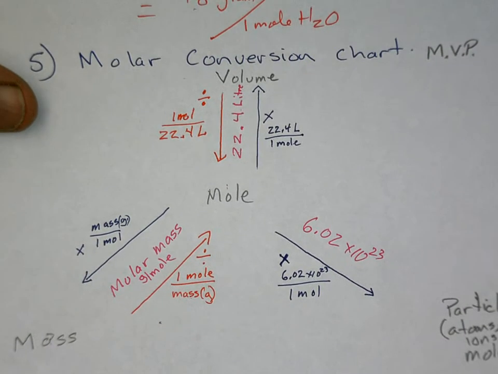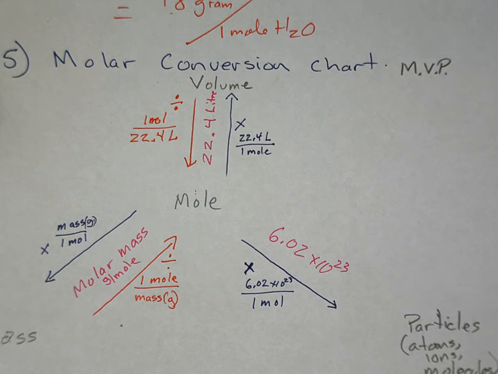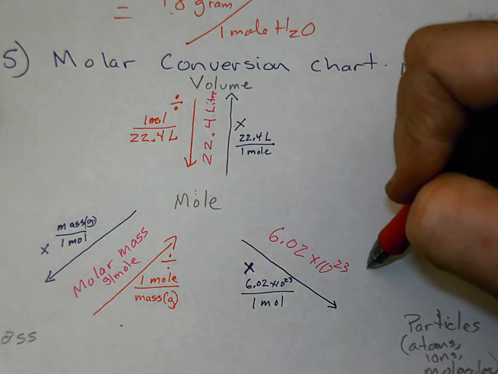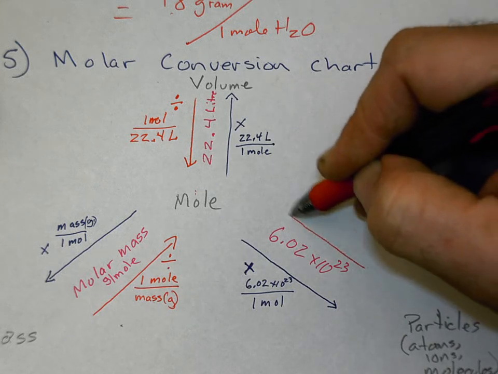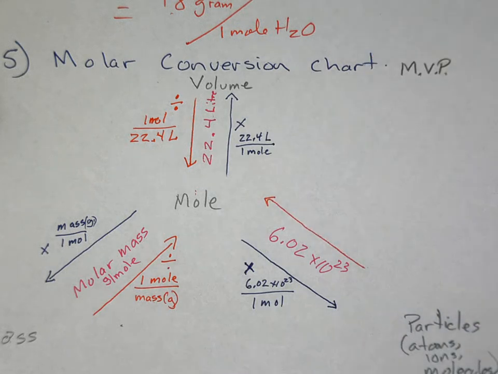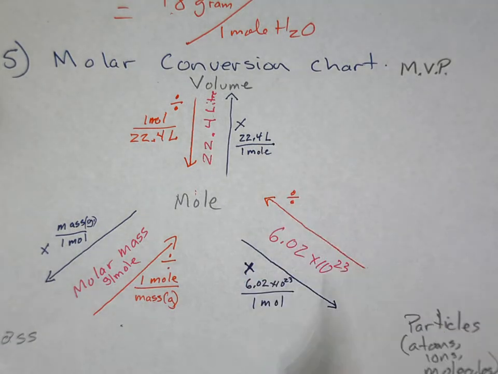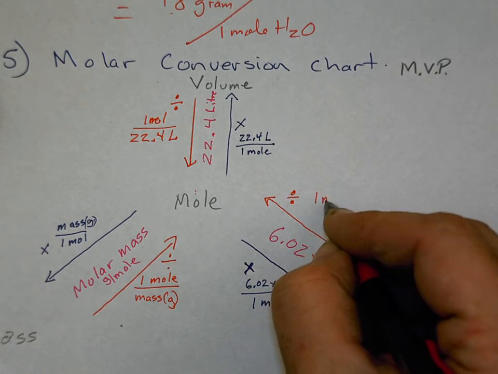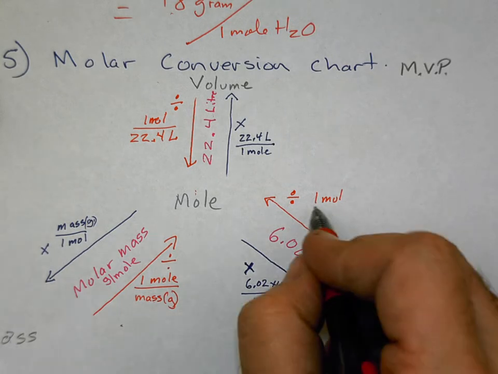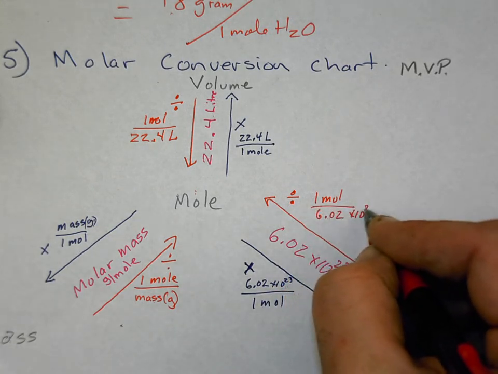Let me center it so you can see it. Now we're just about done with this. We've got to finish up over here. If we're going to go this way, let's draw our arrow. If we want to go from particles, atoms, ions, molecules to how many moles it is, again, this arrow is going towards the center of our chart. Arrows towards the center, we divide. And this time it'll be just the opposite of what we had over here. Now we'll have 1 mole of whatever it is we were given, divided by 6.02 times 10 to the 23.